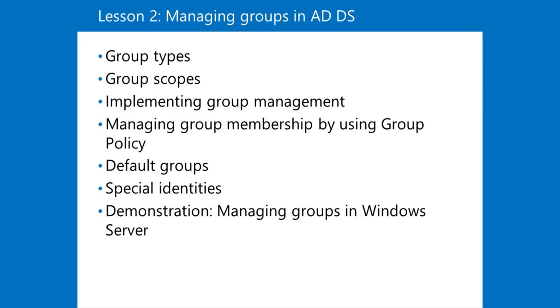Lesson 2 Overview. Although it might be practical to assign permissions and abilities to individual user accounts in small networks, this becomes impractical and inefficient in large enterprise networks. For example, if many users need the same level of access to a folder, it is more efficient to create a group that contains the required user accounts and then assign the required permissions to the group.